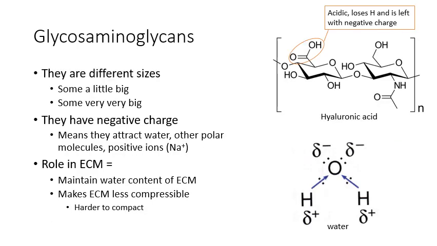Okay, so you have lots of different types of glycosaminoglycans. They're always a long chain of sugars, where every other sugar is a glycosamine, so just a sugar with a nitrogen atom. But some of them are just somewhat long, and some of them are extremely long. Like the hyaluronic acid is one of the ones that's very long. But they all have a negative charge. Because they have that negative charge, they're going to attract anything in the ground substance that has a positive charge, but they're also going to attract water and polar molecules.